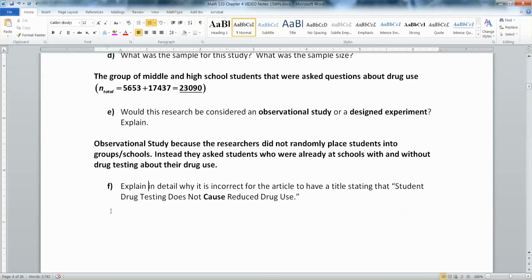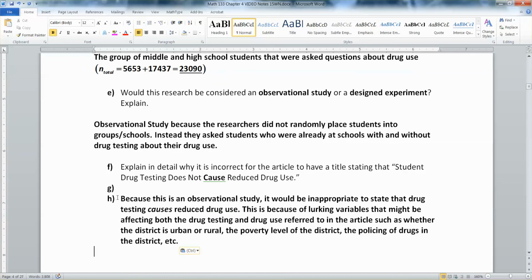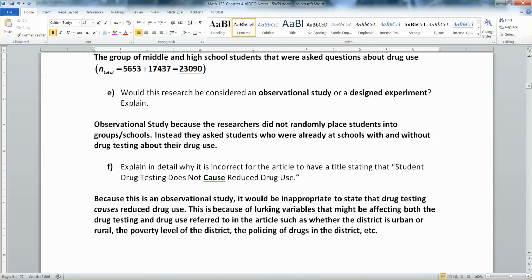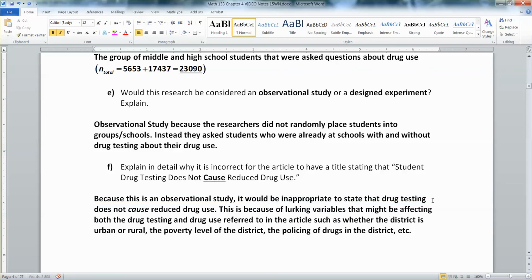Now, explain why in detail it is incorrect for the article to have a title stating student drug testing does not cause reduced drug use. Well, yes, that word cause, that's a problem. You can't really make causal claims whenever you're working with an observational study, pretty much ever. And it can even be hard, quite frankly, in some designed experiments, especially if they're poorly designed. And that's because there is the possibility of lurking variables. So because this is an observational study, we can't say that drug testing does not cause reduced drug use. That's a problem right here.